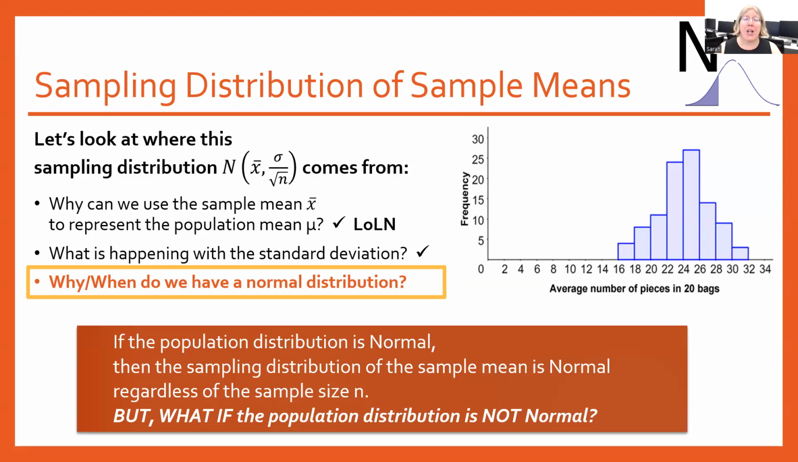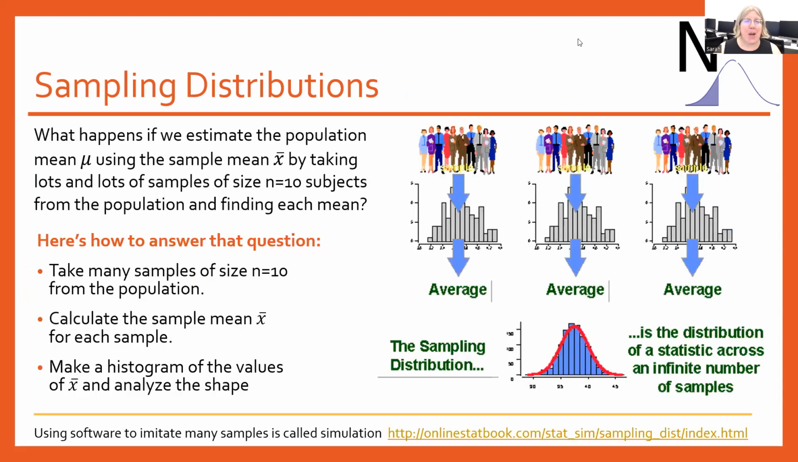So far, all of our original population distributions were normal. And when that happens, it means your sampling distribution will also be normal no matter what sample size you use. But what happens if your population distribution is not normal? So there are a couple different ways of tackling this, but let's look at a simulation.